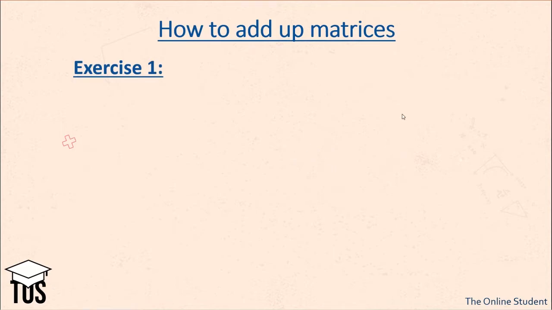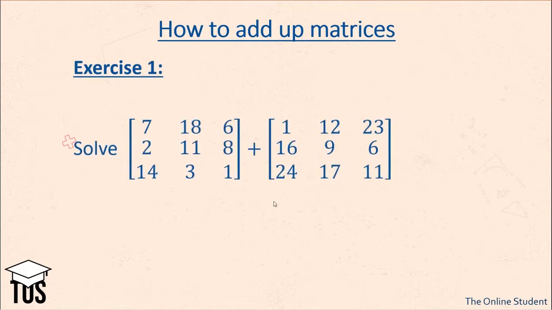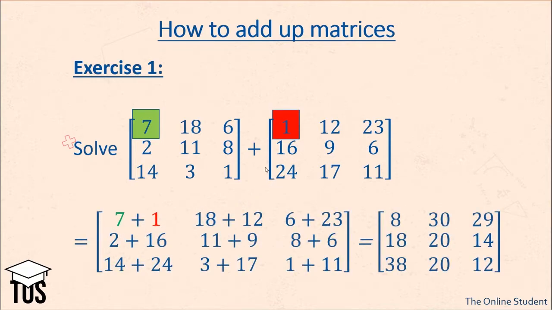Okay, let's try an exercise. We need to add up these 2 matrices. We can see that both matrices have 3 rows and 3 columns, so they're both 3 by 3 matrices, so our condition is met and we can add these up. To add these up, we just add up each corresponding element. So let's say in this first matrix, our element on the first row and the first column is 7. On our second matrix, the element on the first row and the first column is 1. So we add these up. The same for all the rest.